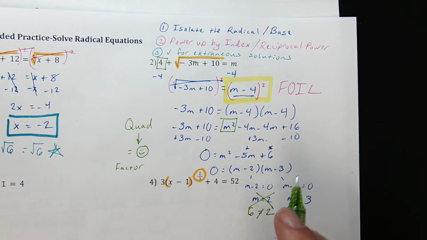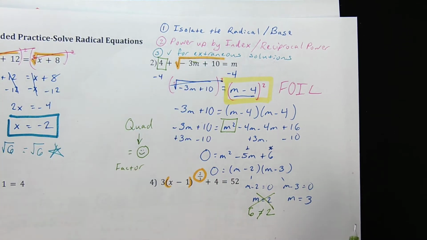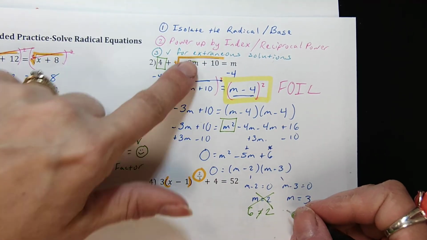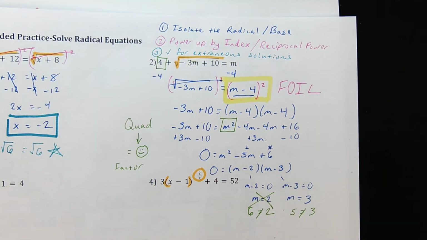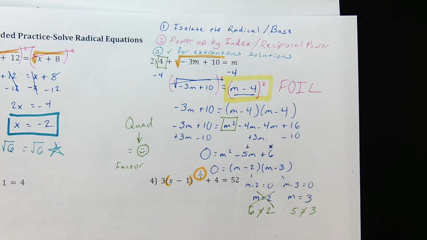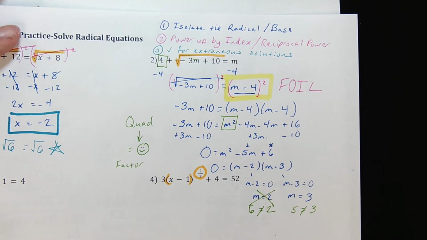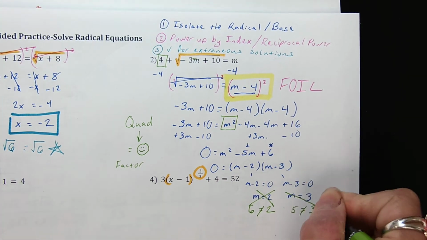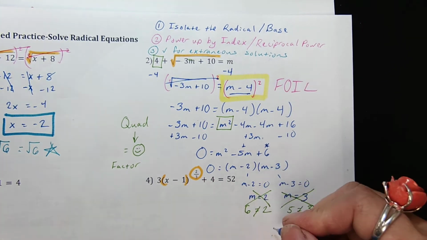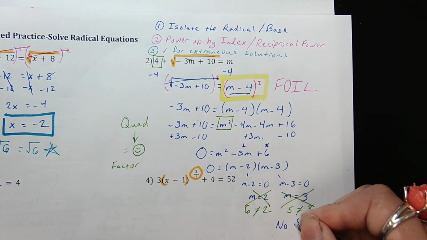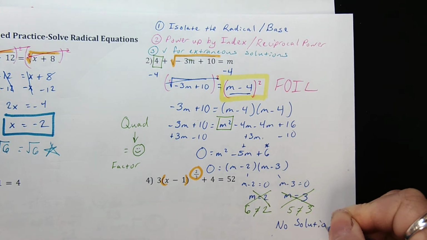Then for our 3, we get negative 9 plus 10 is 1. Square root of 1 is 1. 1 plus 4 is 5. And 5 does not equal the 3 on the right side. So folks, that one doesn't work either. So I get 2 extraneous solutions, which means the final answer to this problem is no solution.